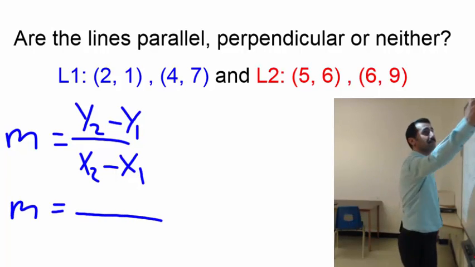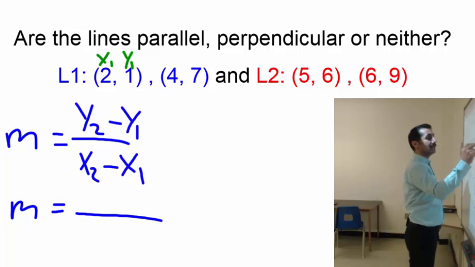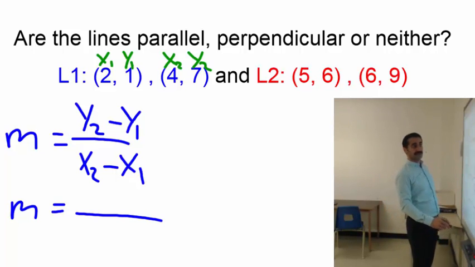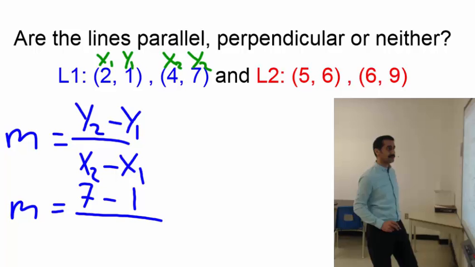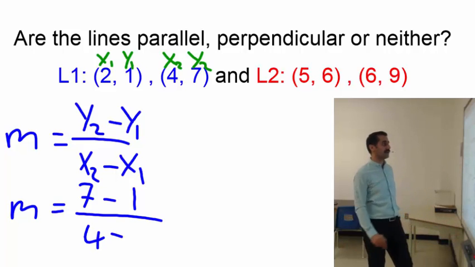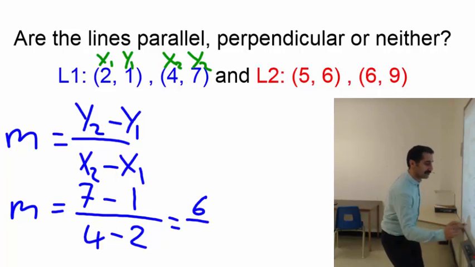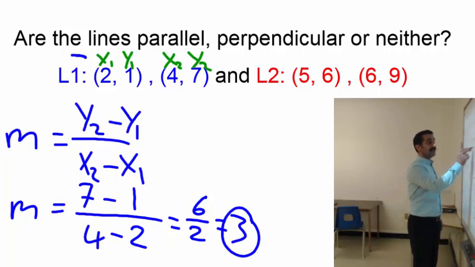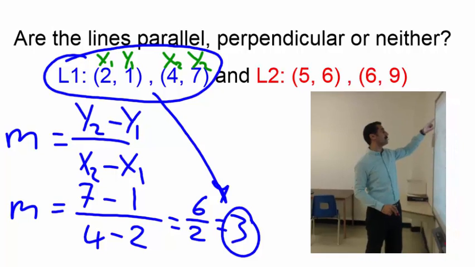But first I have to label the coordinates. I'm going to say this is x1, this is y1, that is x2, y2. Now let's just calculate. y2 is 7 minus y1 is 1, x2 is 4 minus x1 is 2. That will give us 6 over 2, which is 3. So the first line segment here has a slope of 3. Remember that.